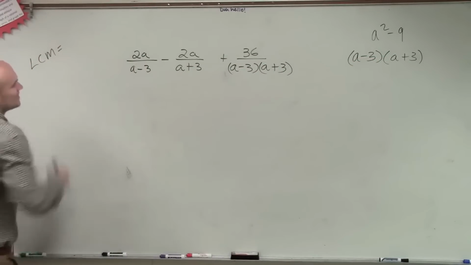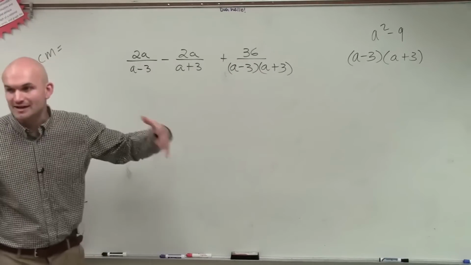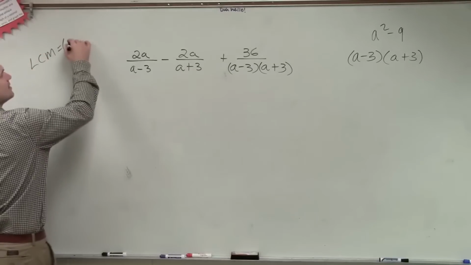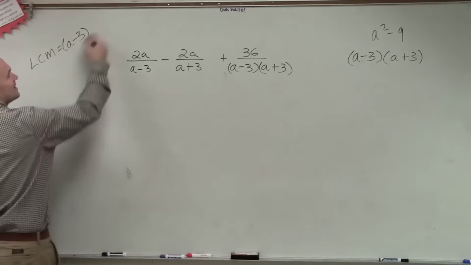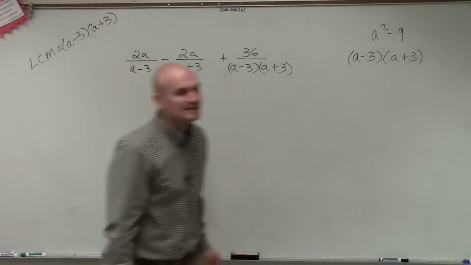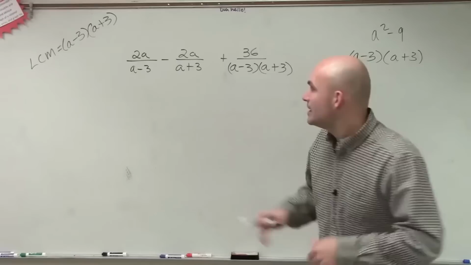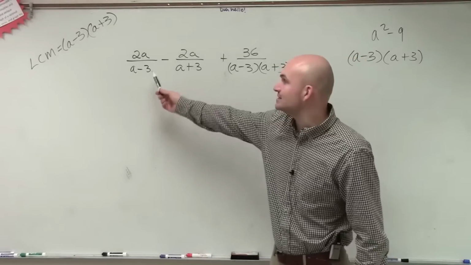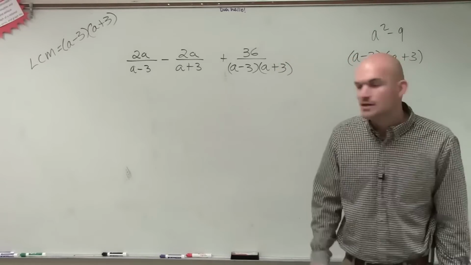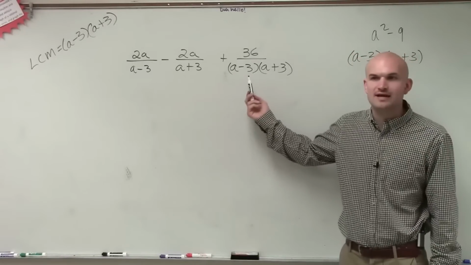And the LCM, the least common multiple of all my denominators, is going to be, that means the factor they all have to contain, yes, I heard it, a minus 3 times a plus 3. That means for me to add or subtract every single one of these rational expressions, they all have to have a denominator of a minus 3 times a plus 3. Okay? So if I look at this last expression, does this already have the common denominator?